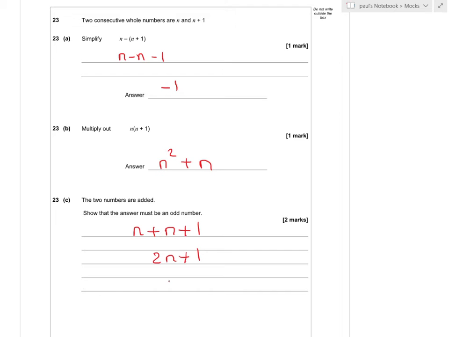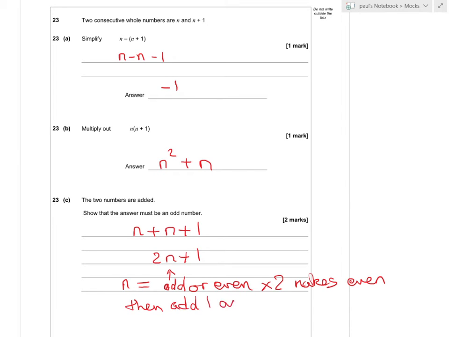So if that is odd, yeah, if that is odd, then 2 times odd will make an even number, plus an odd will make an odd. And if that's even plus odd, yeah? So odd or even, when n equals odd or even, times 2 makes an even number, then add 1, the answer is always odd.